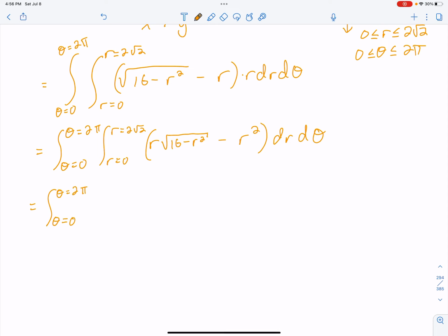And then I'm going to go ahead and split these. The reason I'm doing that is because when I do my u-sub, I'd like to not have to go back. I'd like to change them to u's. So I'm going to do r square root of 16 minus r squared, dr d theta. All right, there's one of them.